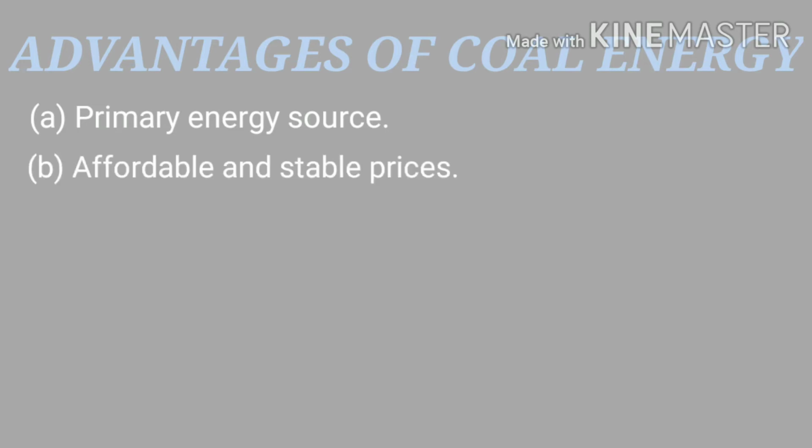Advantages of coal energy. It is a primary energy source. Coal supplies around 30% of the primary energy needs all over the world, generating 40% of electricity. Affordable and stable prices. Unlike other energy resources, coal is still the cheapest mineral. Also, unlike other minerals, its prices in the open market remain more or less stable. Easy to burn. Coal has a high calorific value. Thus, we get more energy by burning a small quantity of coal as compared to other sources.